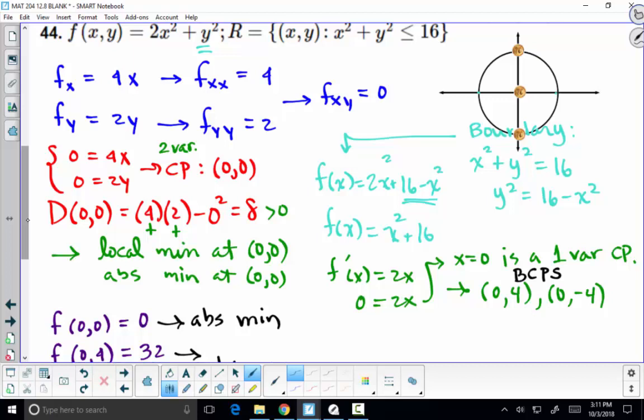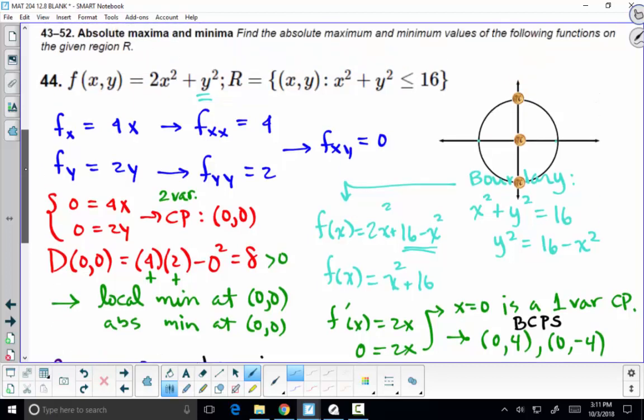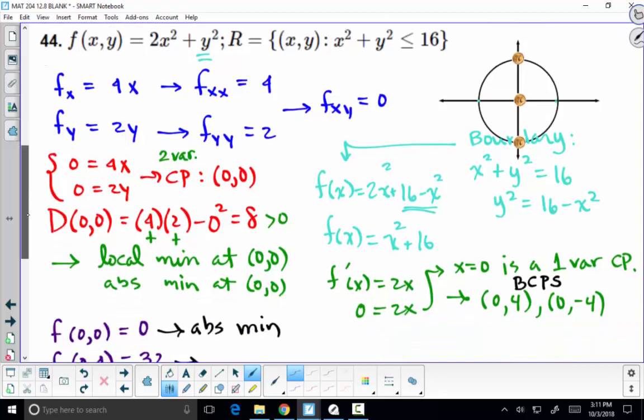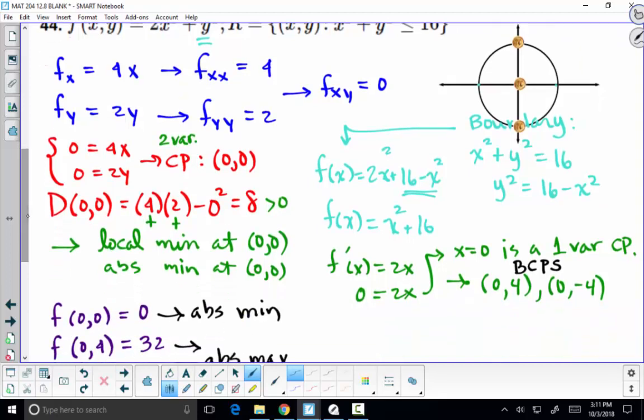So let's go through it again. The boundary, we agree that the boundary equation is that, correct? You agree that we can subtract x squared from both sides? Correct. If we go up to our function and replace the y squared with that, we end up with that function. We take the derivative of that function, which is 2x. Set it equal to 0. We get x equals 0. When x is 0, we get y is plus or minus 4.